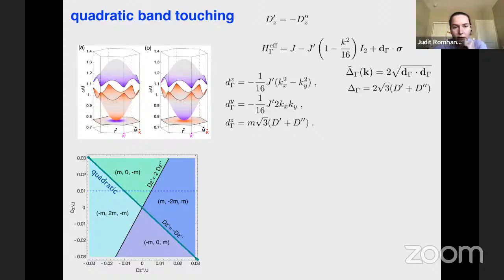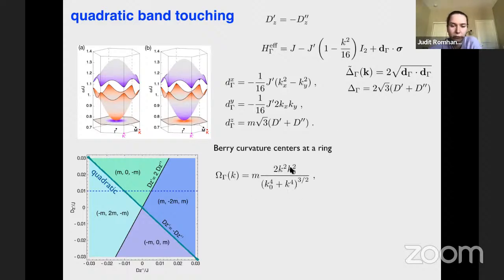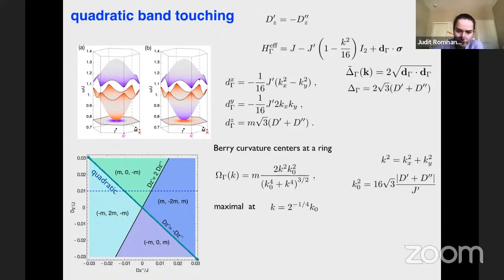And if we look now at the quadratic band touching, that's going to be a little bit different. So now, of course, we have to go to second order in this expansion, but otherwise one can do the same mathematics. And the Berry curvature again can be expressed in terms of these d vectors, the d components and the exchange constant, and then we can write up again the contribution to the Chern number from the vicinity of this gamma point. How this Berry curvature is distributed is not centered at the gamma point, but is centered around the ring, around this point on both bands.